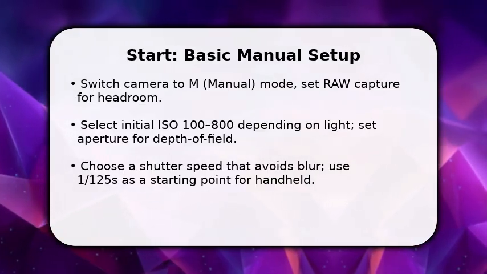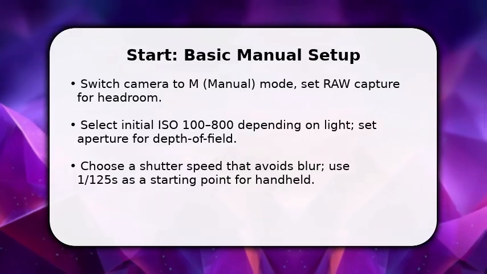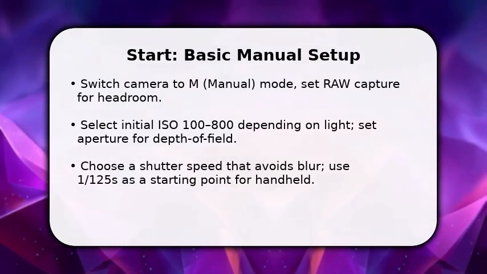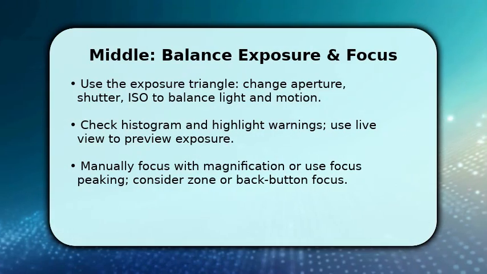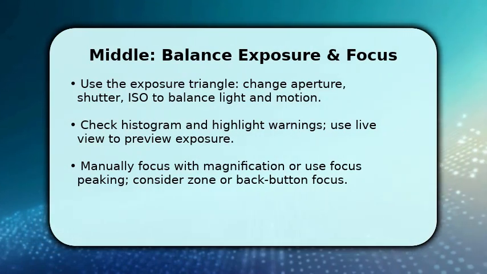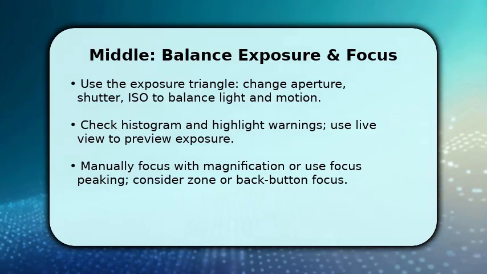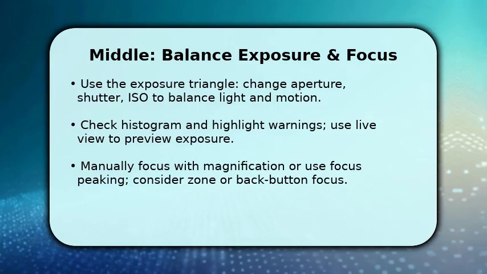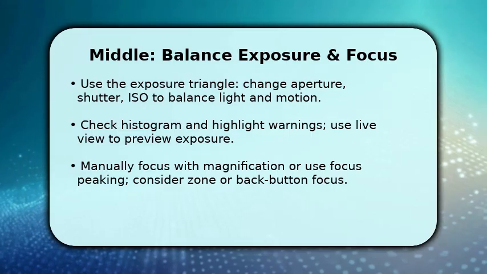Start at 1/125 handheld. Once done, glance at the meter readout to see whether you are underexposed or overexposed before moving on. Now you balance the exposure triangle. Change aperture to control depth, shutter speed for motion, and ISO for sensitivity, making trade-offs as needed. Use the histogram and highlight blinkies to confirm you are not clipping shadows or highlights.